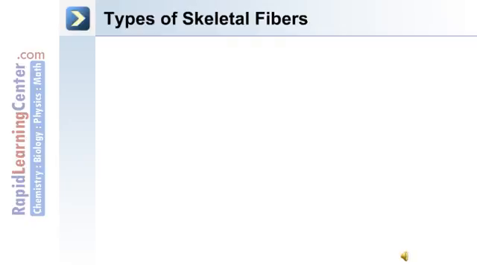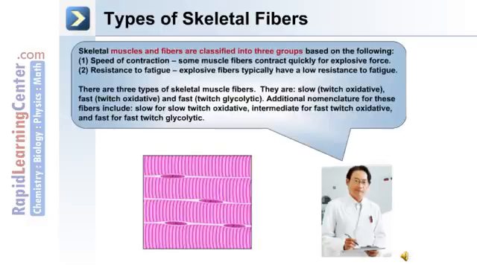There are different types of skeletal fibers in our body, and an individual muscle can have more than one fiber type. Skeletal muscles and fibers are classified into 3 groups based on things such as diameter, color, and the following 2 factors. Number 1, speed of contraction. Some muscle fibers contract quickly for explosive force. And number 2, the resistance to fatigue. Explosive fibers typically have a low resistance to fatigue.